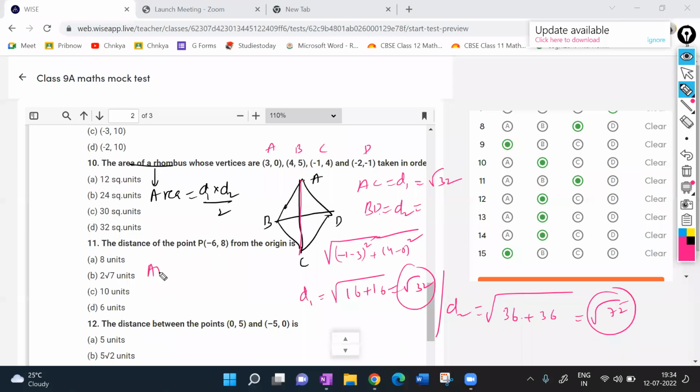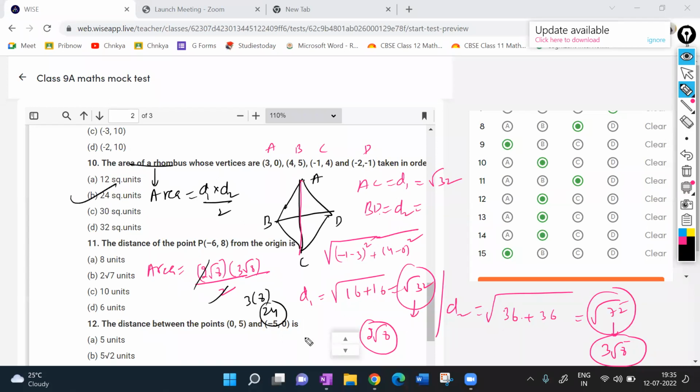Just substitute here now. Area is equal to square root of 32 into 72, by 2. Or else you can write separately. Square root of 32 can be written as 4 root 2, and square root of 72 can be written as 6 root 2. You understand my point? Just calculate this: 2 will be cancelled, 6 into 8 by 2 is 24. Option B is correct. 24.